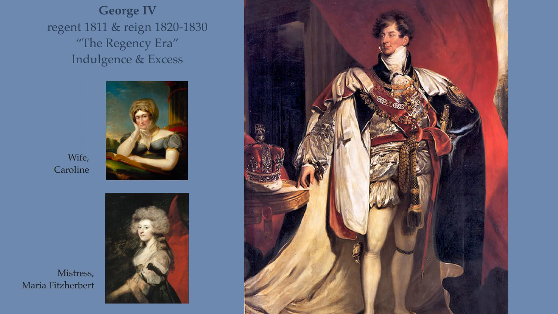He essentially goes crazy, and by the time you get to the early 19th century, he is unable to run the government. And so his son, whose name is also George, becomes the Prince Regent and the effective head of state. And then in 1820, after his dad dies, he becomes the king. This is known as the Regency era.